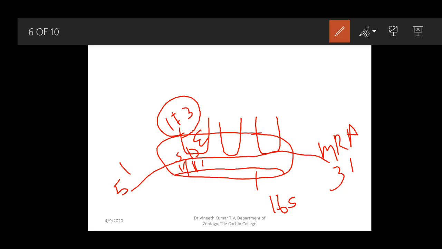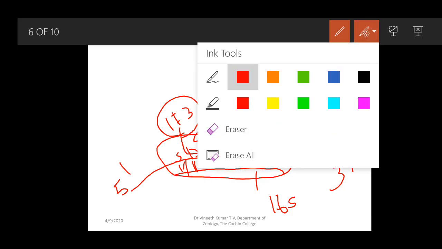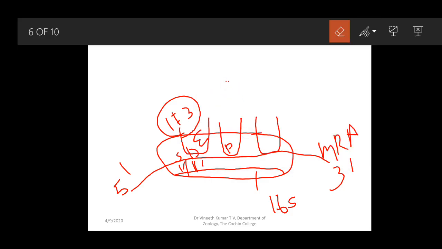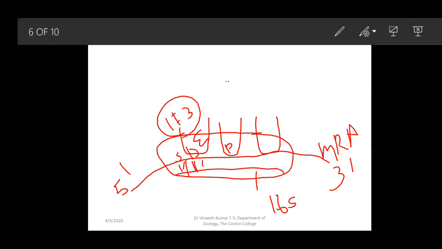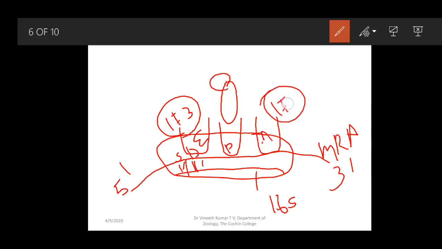Coming to the next one, which is IF2. As we said earlier, it is a GTP binding protein, and this is required for the attachment of the first tRNA. This particular IF2 along with a GTP molecule is placed here, at the P site. This is the A site, and you can see IF1 here.